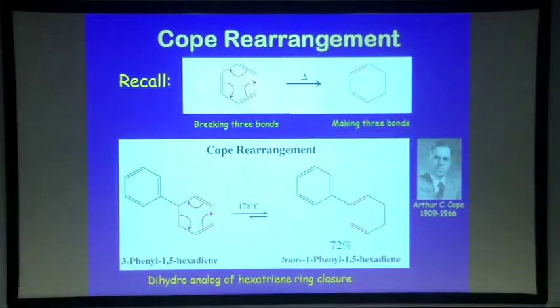In other words, the product is the same as the starting material. The connectivities have changed, but if you don't label, you don't know that actually something has happened. So in order to show that something's happened, you put substituents on. So for example, with phenyl here, you heat this up, and it goes to this side.